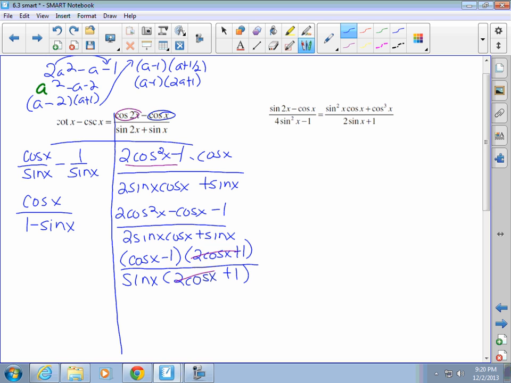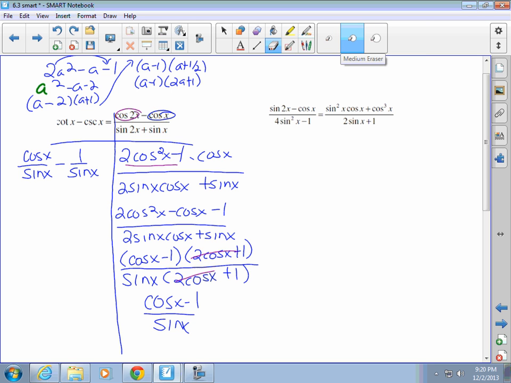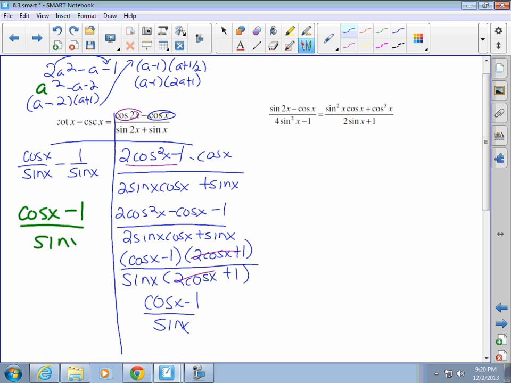And I find that I am left with cos x minus 1 over sine x, which is what I have on this side, even though I wrote it wrong. I don't know why it switches for me. Cos x minus 1 over sine x. You're probably wondering way back when why I wrote it like that. Just a mistake. So my left side is equal to my right side, and I'm done. This is why you shouldn't do math when you're sick, I guess.